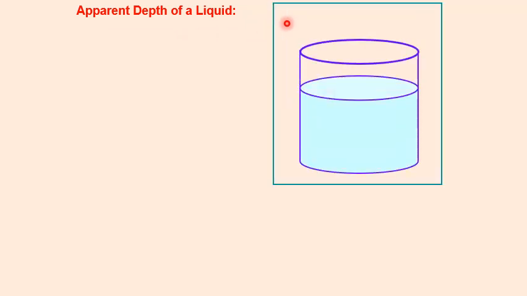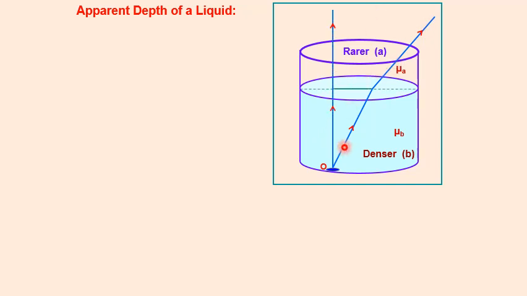Apparent depth of a liquid. We can see a container filled with water. There are two media. First one is rarer of refractive index mu A and second one is denser of refractive index mu B. Now we place a coin at the bottom. When the coin's rays are passing from denser to rarer medium, they will go away from the normal. So for an observer, the coin will appear at a position O dash.